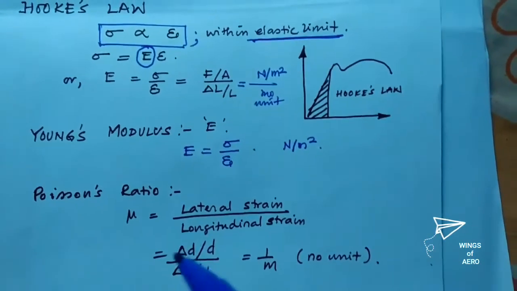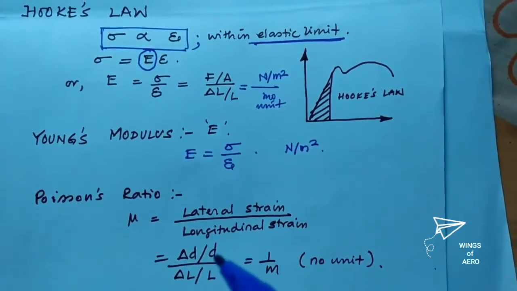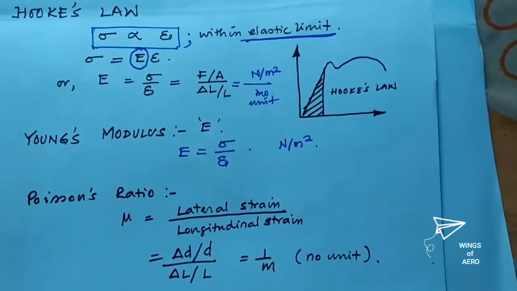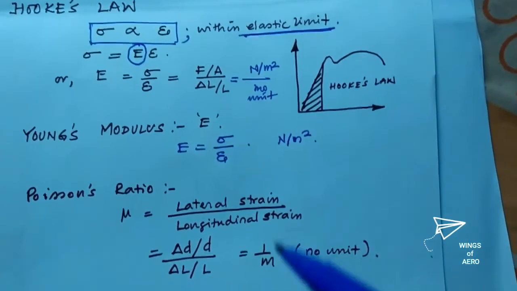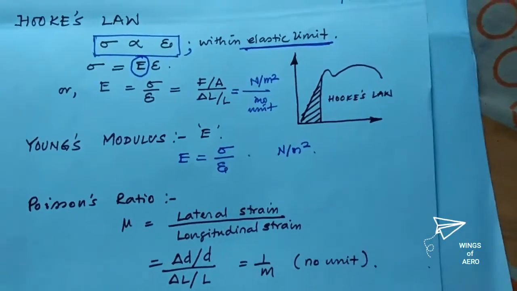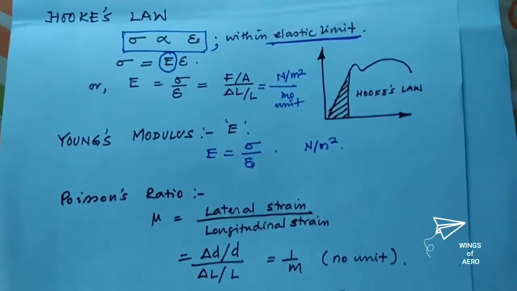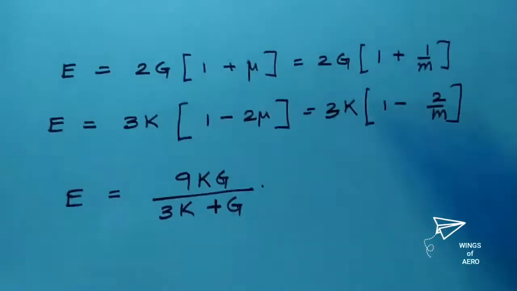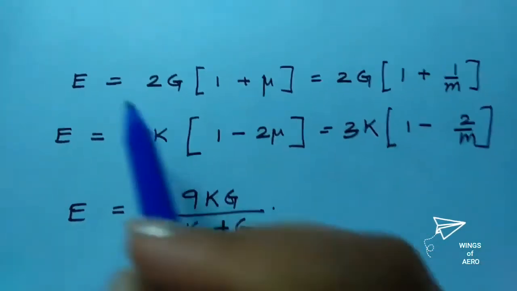What do we write there? The change in diameter by the original diameter, divided by the change in length by the original length. It can also be written as 1 by m. Here also this ratio doesn't have any unit. Focus on this formula, this is a combination of all three moduli.